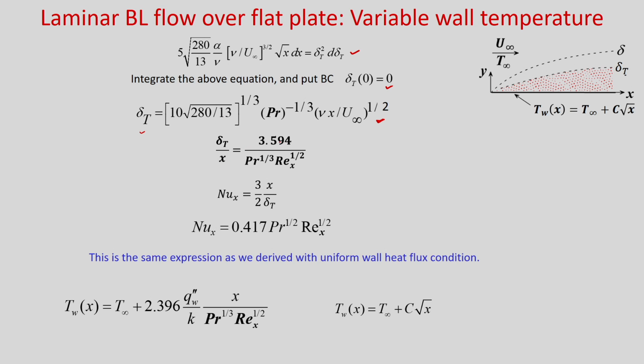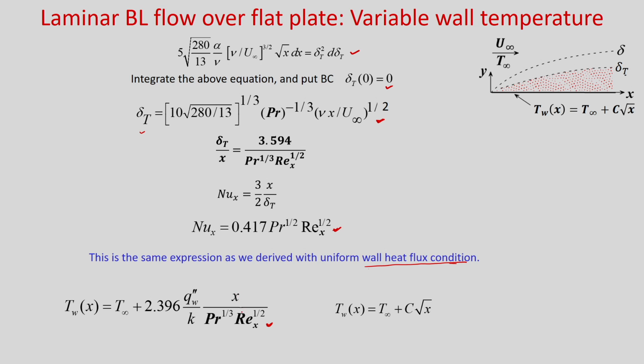T by x as 3.594 divided by Prandtl number to the power 1 by 3 or x to the power half, and the Nusselt number, if you find it, will be 3 by 2 x by delta T. And Nusselt number x you will get this, and you can see that this is the same expression as we derived for the uniform wall heat flux condition, okay, and you can see the temperature profile is whatever we have got from the uniform wall heat flux condition.